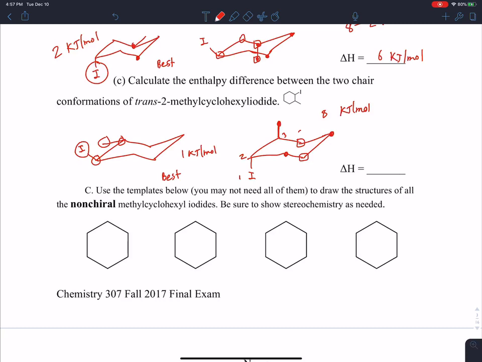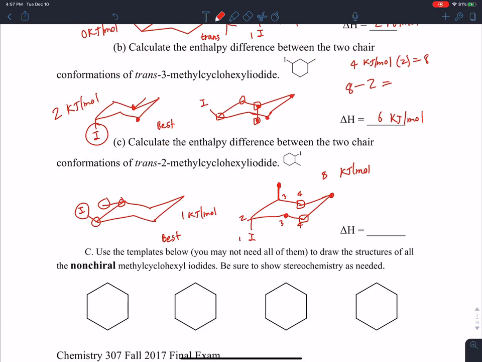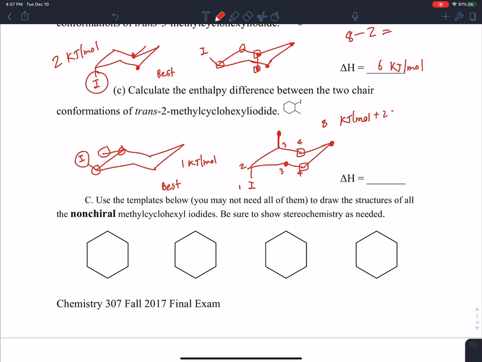1, 2, 3, 4, and 3, 4. I know each one of those was 1, and we worked that out over here. That was a total of 2. So 8 plus 2, I'm getting 10 kilojoules per mole for the second structure. The difference between the 2 will be 10 minus 1, so I get a total of 9 kilojoules per mole for this answer. Great. If you don't understand that, come to one of the review sessions and we can work on this, and you can ask me more specific questions.